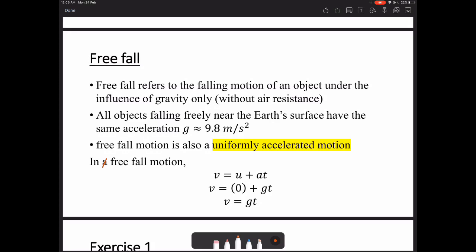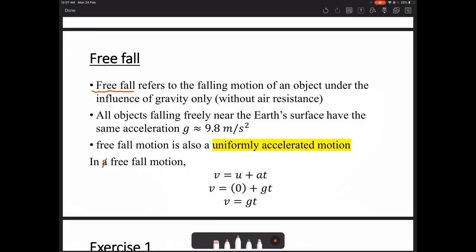In the previous example, we saw the hammer and feather drop to the ground, right? For any object that falls under the influence of gravity only, we call this motion a free-fall motion. So, free-fall motion refers to the falling motion of an object under the influence of gravity only. All objects falling freely near the Earth's surface will have the same acceleration, small g, that is approximately equal to 9.8 meters per second squared, as mentioned. And in fact, free-fall motion is also a uniformly accelerated motion.